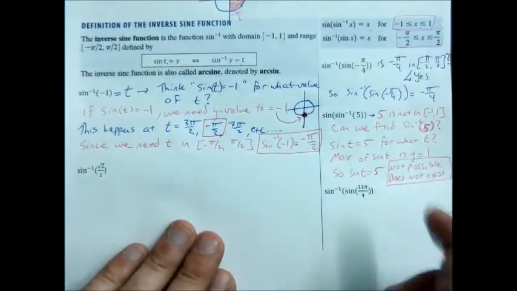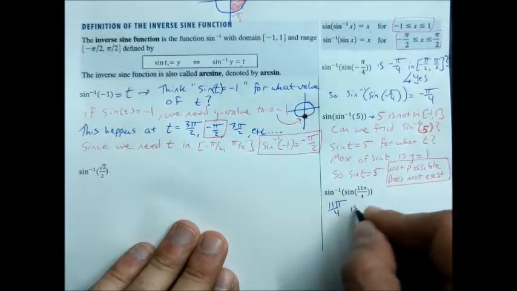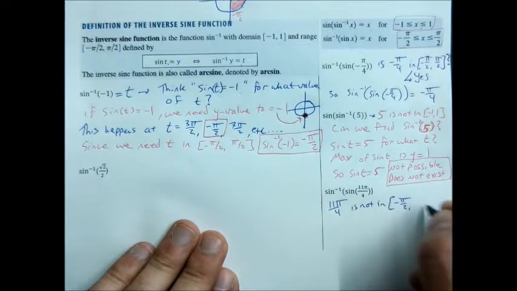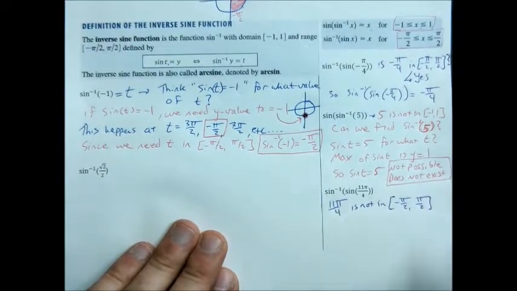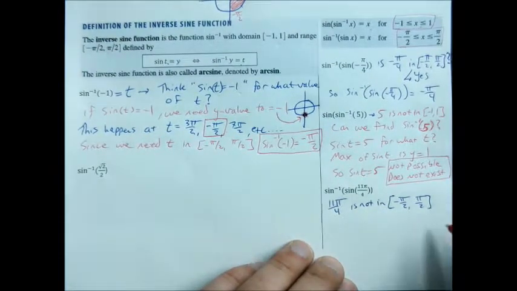All right, so let me draw that. Let me write that down here. Right, so 11 pi over 4 is not in the right interval. Instead, it's over on the left-hand side of the graph.